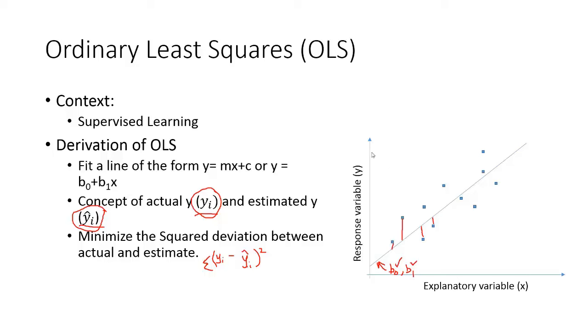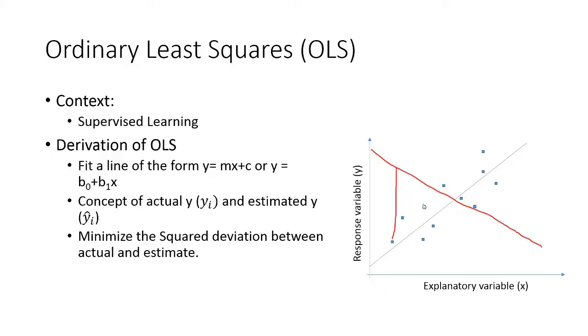Because maybe this line, with another beta naught and beta 1, is very far away from your points, so the squared deviation between actual and estimate is going to be huge, correct? Or take another example, this line, which is like this, is also not going to work very well, because look at the kind of deviation that you have between actual values and estimated values. So this line in red with its beta naught and beta 1 might again not do too well.